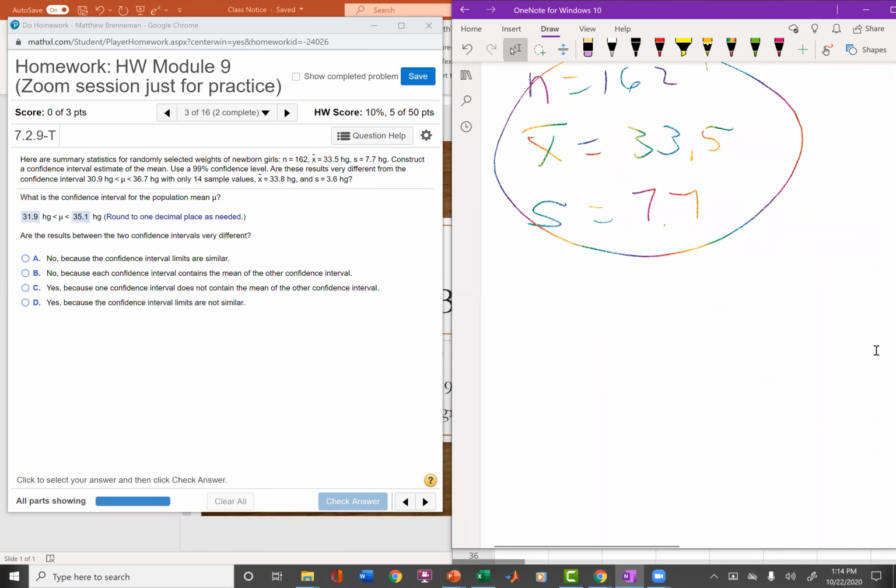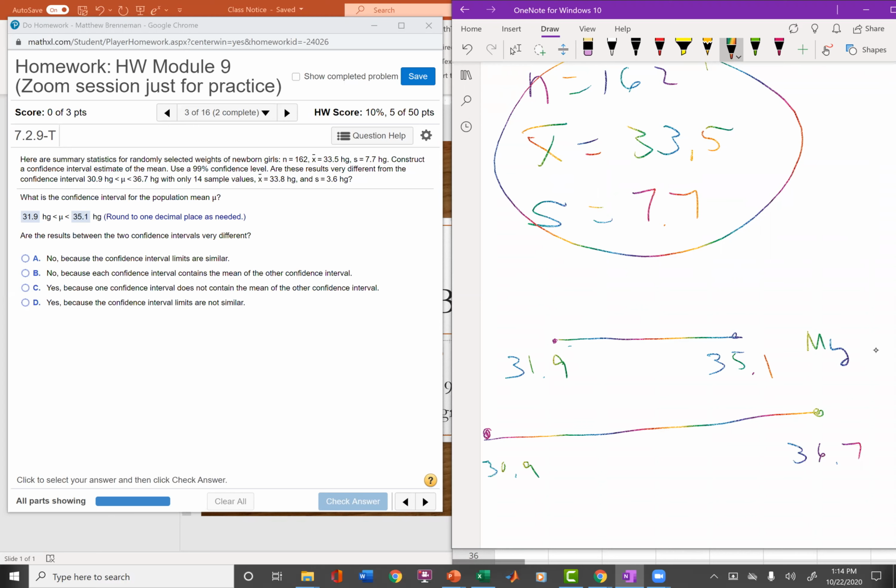So if we sketch out what we found, in my problem, I found that the answer was between 31.9 and 35.1. So this is my confidence interval. But there was another study with a smaller sample size, right? And it found that the values were between 30.9 and 36.7. And one of the other things that you might want to look at also is that my sample mean here was 33.5, and my sample mean here was 33.8. And it wants to know, are these confidence intervals very different?